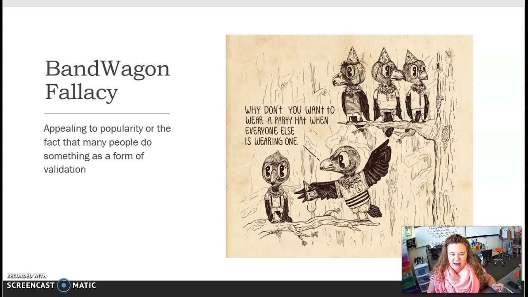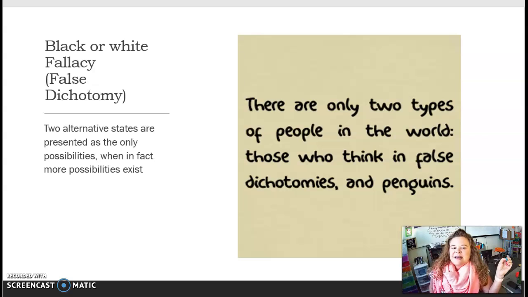Number 8, bandwagon fallacy: appealing to popularity or the fact that many people do something as a form of validation. Why don't you want to wear a party hat when everyone else is wearing a party hat? That thing that everybody's mom says is, well, if all of your friends jumped off of a bridge, would you jump off of a bridge? It has nothing to do with what you were previously saying. It's just, are you going to join the crowd or are you not going to join the crowd? That is a bandwagon fallacy. Go ahead and pause the video, write your own example.